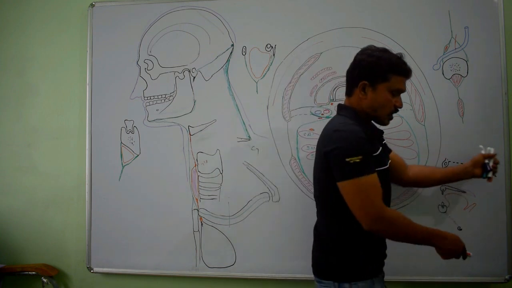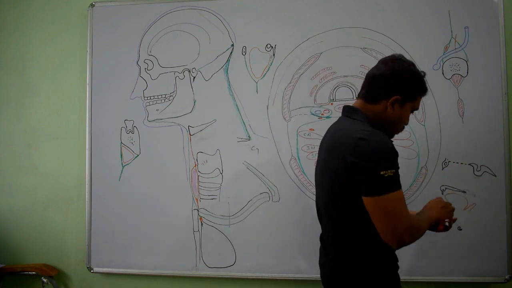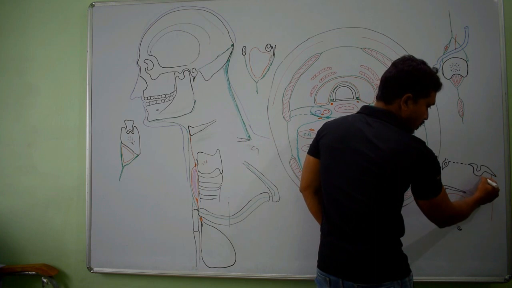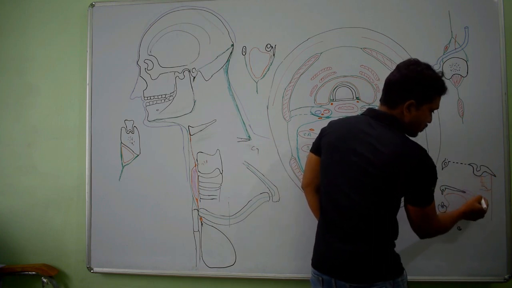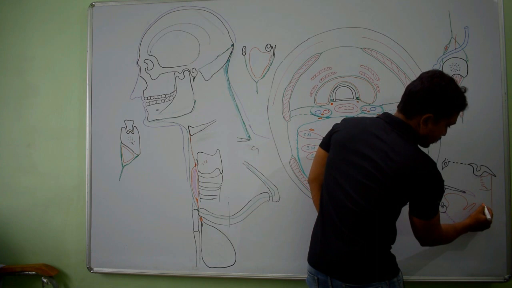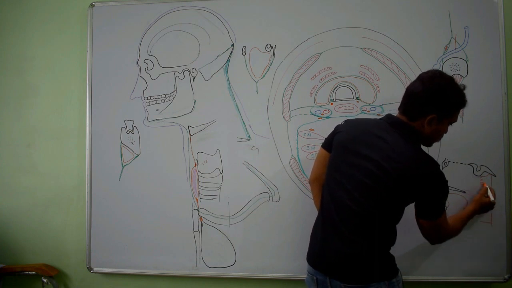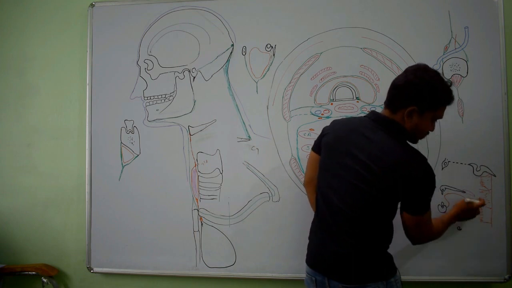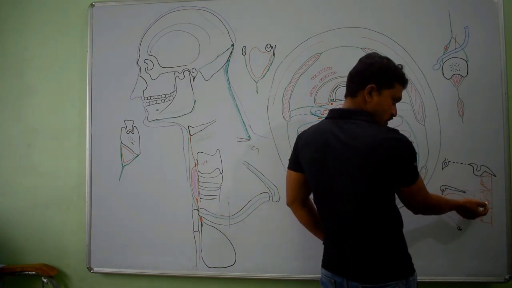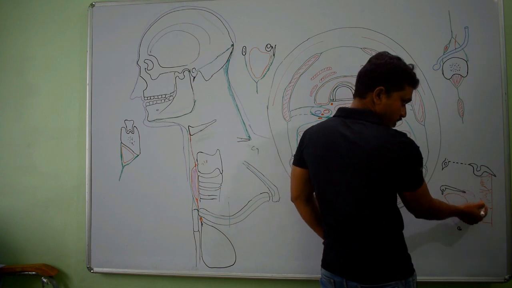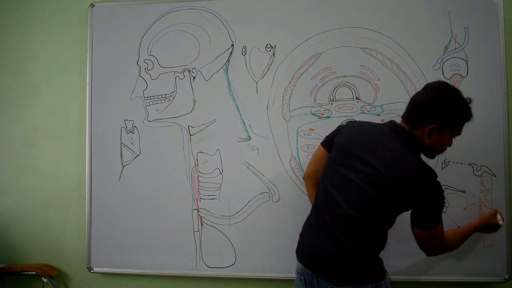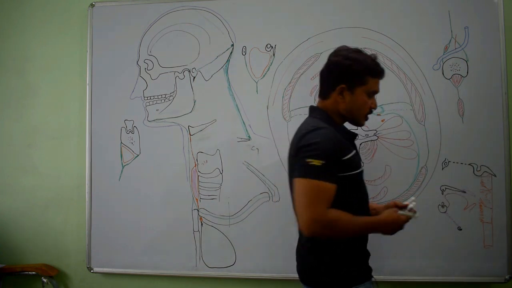So we are least concerned about all these things. We are concerned about the pharynx. See here, this is the pharynx. The pharynx will have muscles, no? What are the muscles? Superior constrictor muscle, and here is the middle constrictor muscle, and here the inferior constrictor. So this is the superior constrictor, this is the middle constrictor, and here is the inferior constrictor muscle. Below, it will be continuous down as the esophagus. So this is the pharynx.